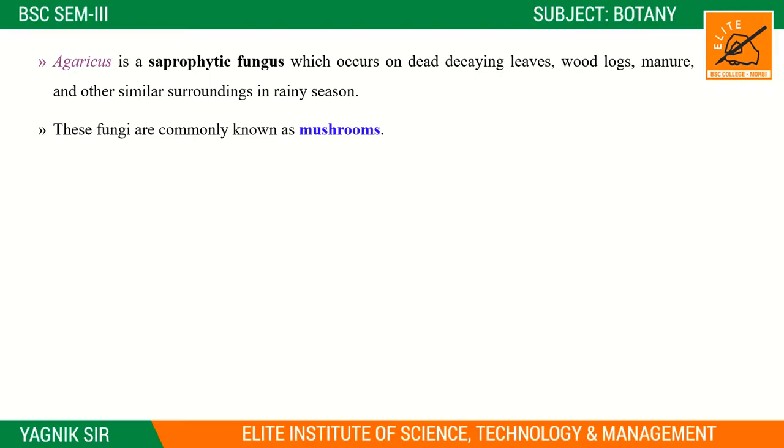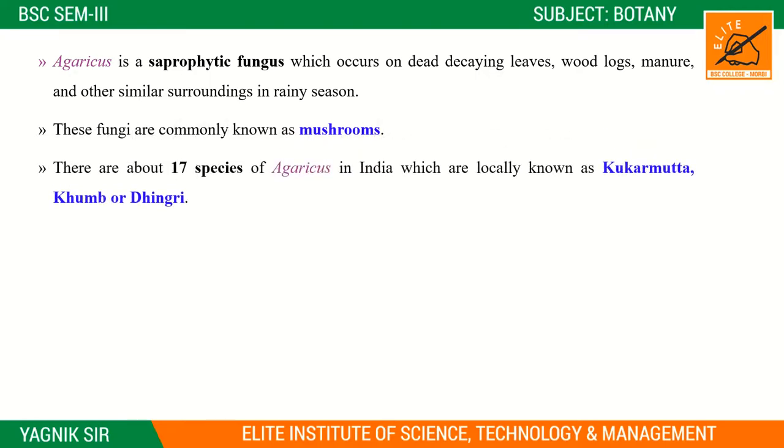So these Agaricus are commonly known as mushroom. And about Agaricus, there are 17 species in India, Agaricusની 17 જેટલી સ્પીસીસ છે એ આપણને જોવા મળે છે.